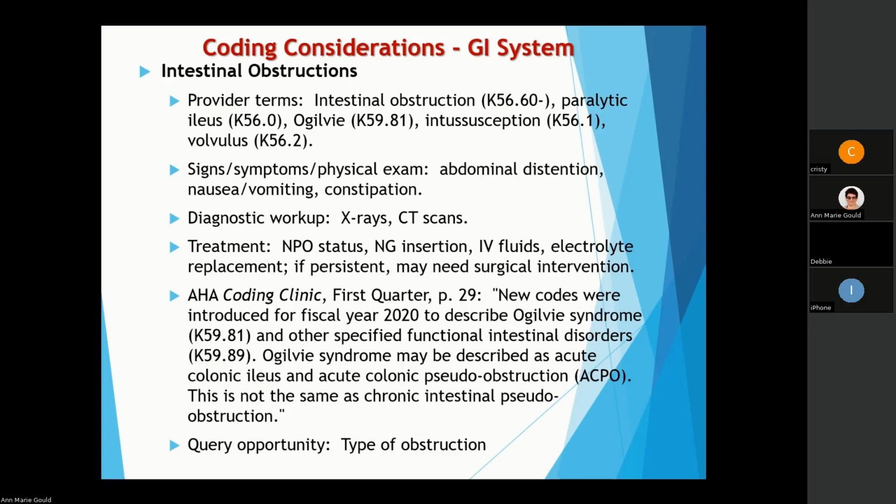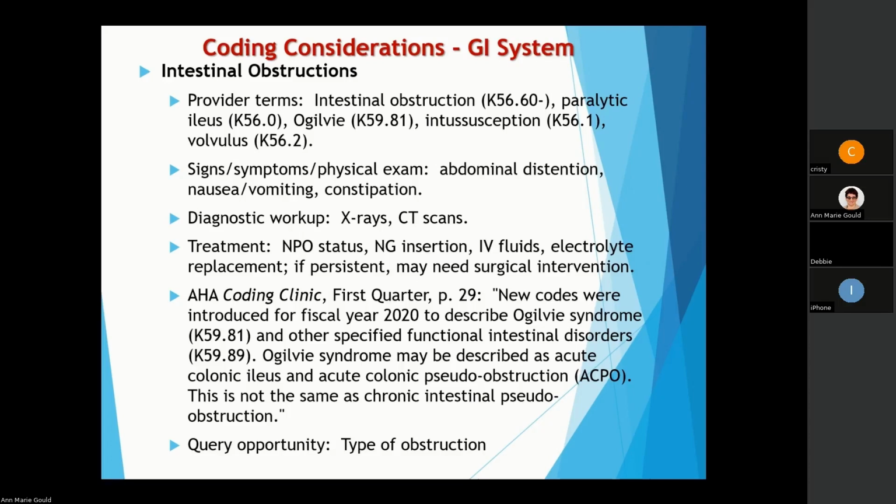I think it's really important that the GI docs and the general surgeons really get together, especially if it's an intussusception or a volvulus. They will redline him to the OR to get that taken care of immediately for that patient. Signs and symptoms that you may see: abdominal distension, nausea, vomiting, or constipation.